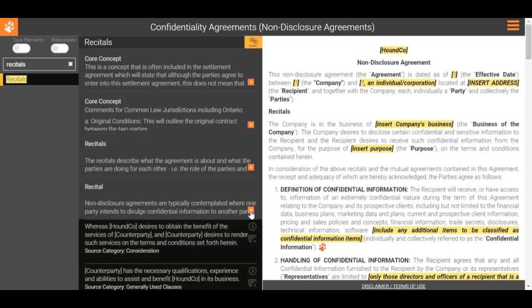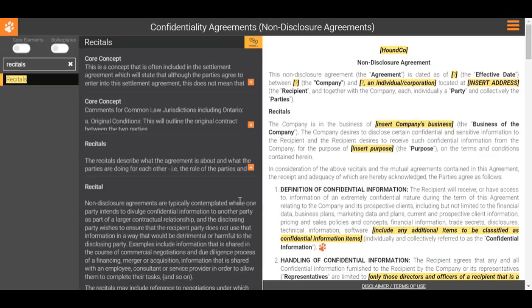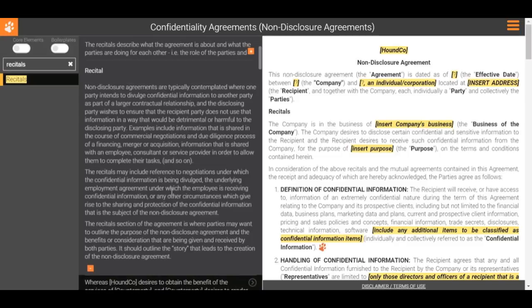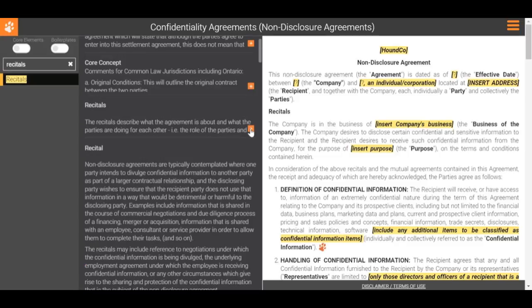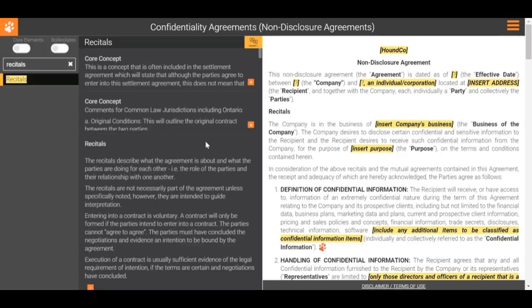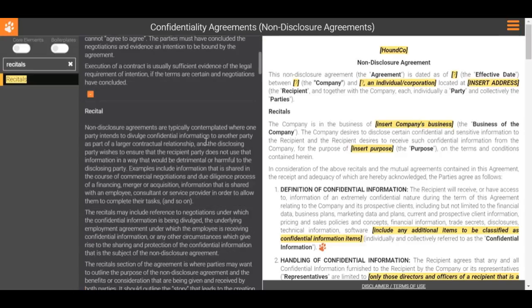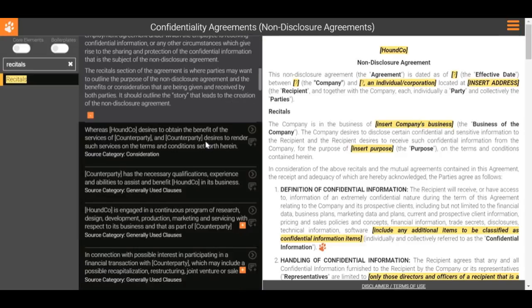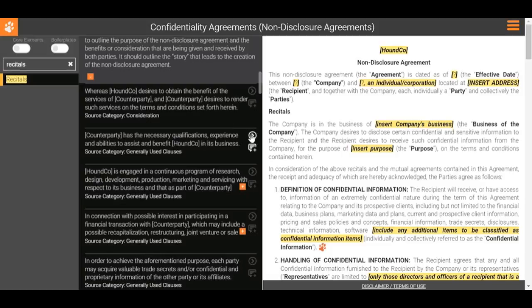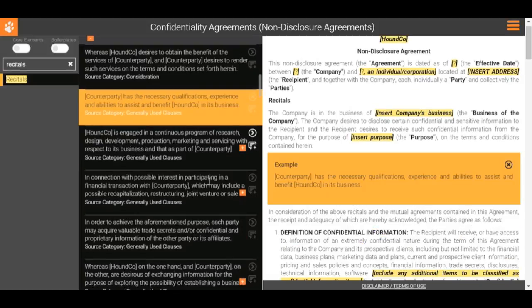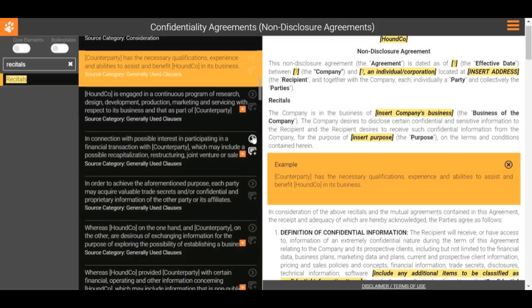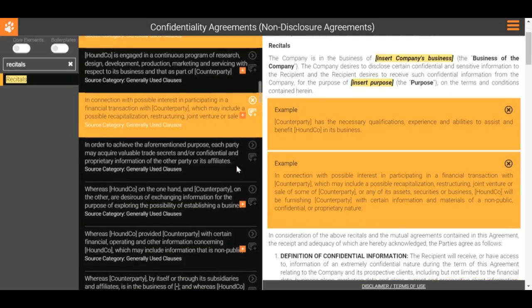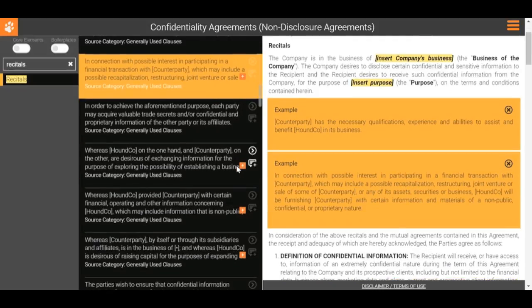You can see in our knowledge panel we've provided this information for you for future reference. And some other information is provided regarding recitals specifically, and non-disclosure agreement recitals generally. And we've also provided you with variation language for recitals that can be injected directly into the contract.